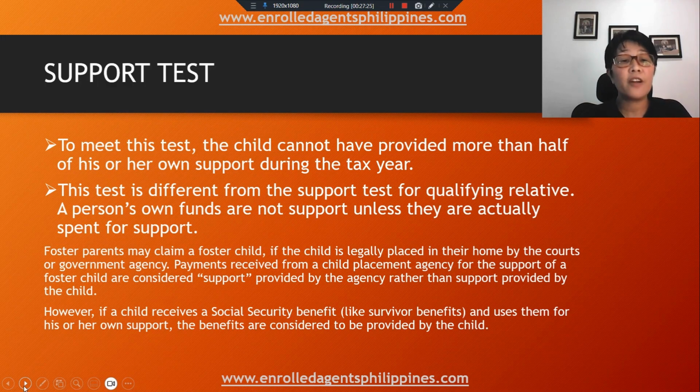Okay? However, if a child receives a social security benefit, iba naman to, no, like yung survivor benefits, and uses them for his or her own support, the benefits are considered to be provided by the child. So, magkaiba yon guys. So, iba yung naka-receive sila ng social security benefit, iba naman yung naka-receive ng support from the agency or from the government do sa mga foster child. So, yung isa, mako-consider as support ng bata sa sarili niya. Yung isa naman, hindi. Okay, so kailangan alam niyo yung distinction.